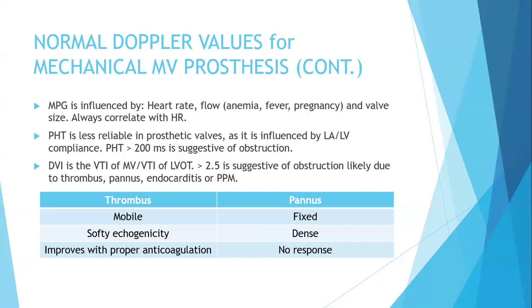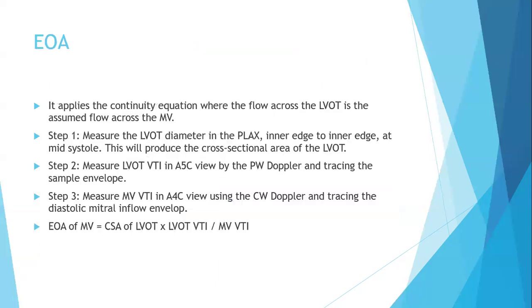We have a small comparison here between thrombus and pannus. Thrombus is usually mobile, however, the pannus is fixed. The thrombus is of a softer echogenicity in comparison to the pannus, which is dense and looks more bright or calcific. The thrombus, if we are going to assess for a follow-up, should improve when the patient is anticoagulated properly. However, the pannus will not show this response.